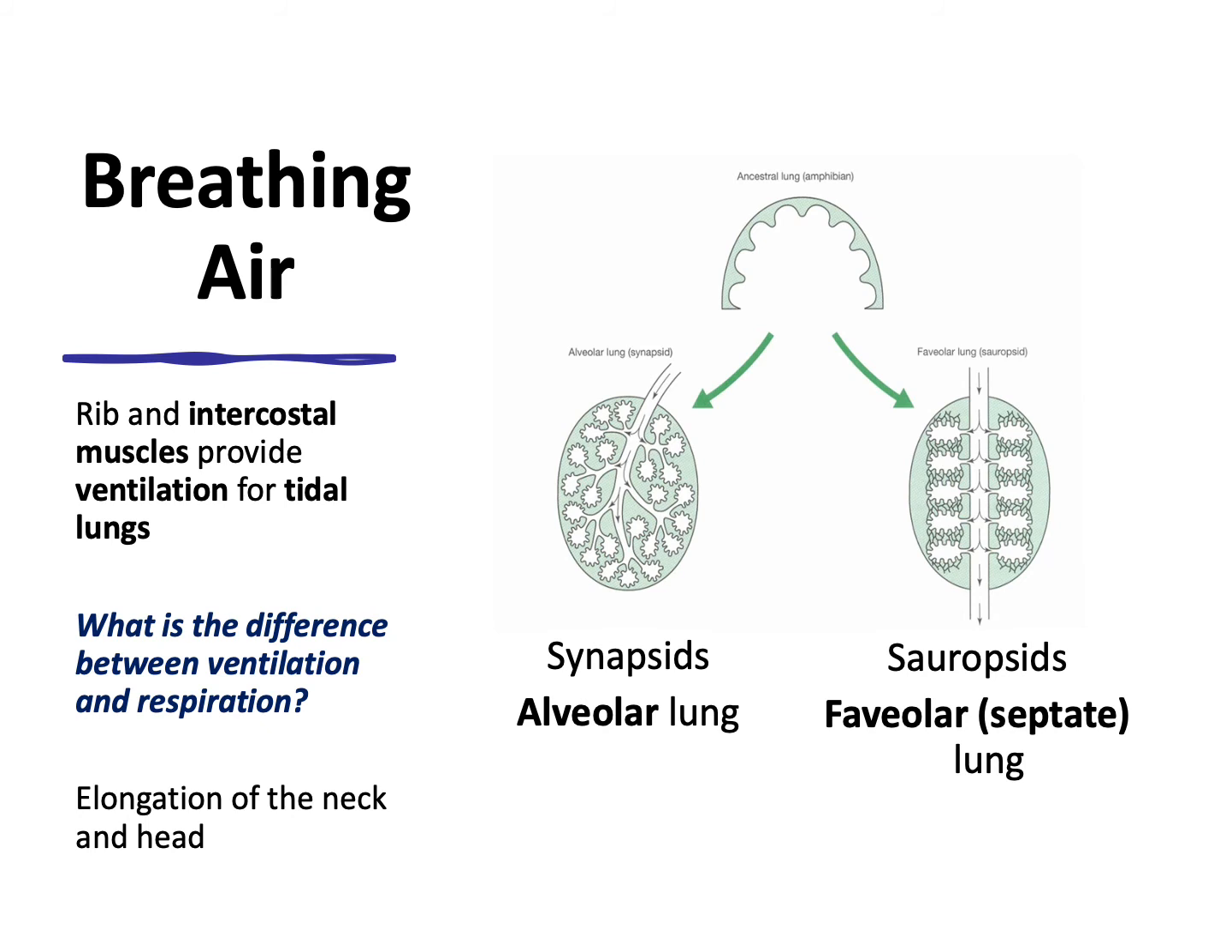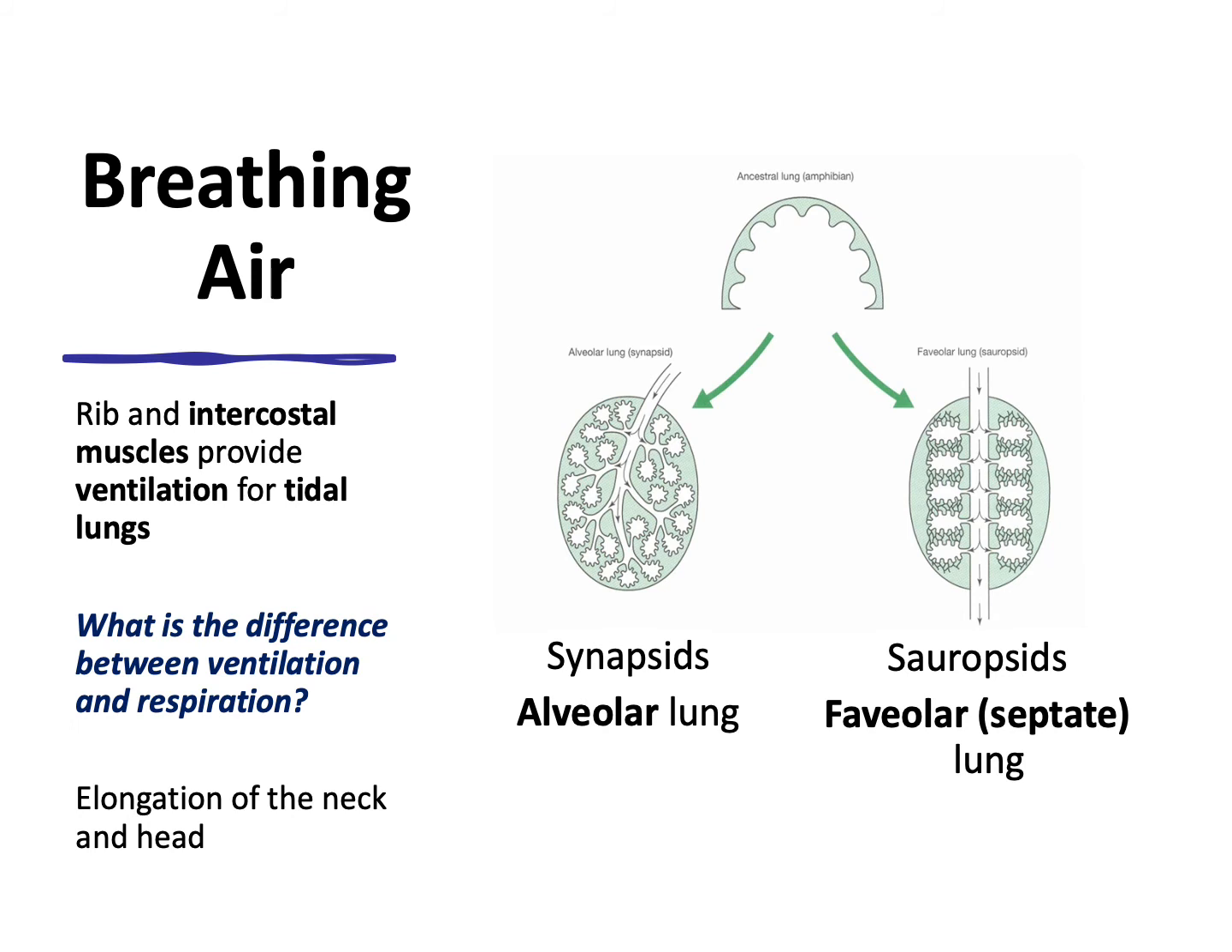In sauropsids, you see this faveolar lung or a septate lung, where you basically have a division, sort of like a canal that runs right through the lung, and then you have little pockets where gas exchange is going to happen, right? So the air is going to make it into those little pockets off of this central canal, and that's where the respiration part's going to happen.